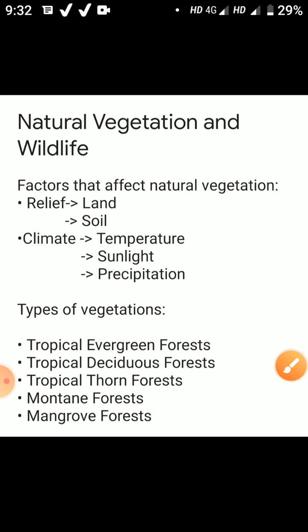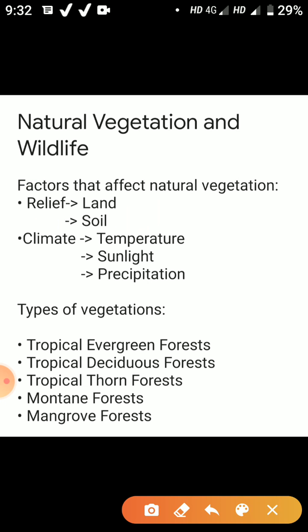After that, we studied the next factor that affects vegetation, and that is climate. As we have already done the chapter on climate, we know the elements of climate. The first point is temperature, means how hot it is during the summer and the winter temperatures. Second thing is sunlight. Sunlight means the photoperiod, the amount of sunlight that the plant is getting, whether it is for a long time or a short time.